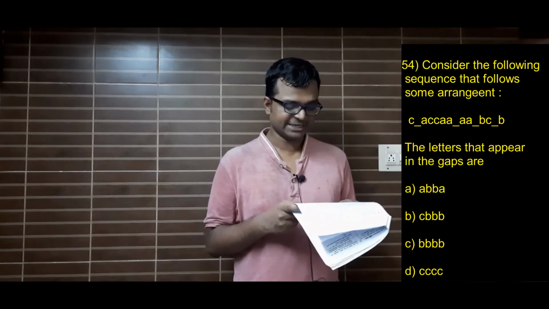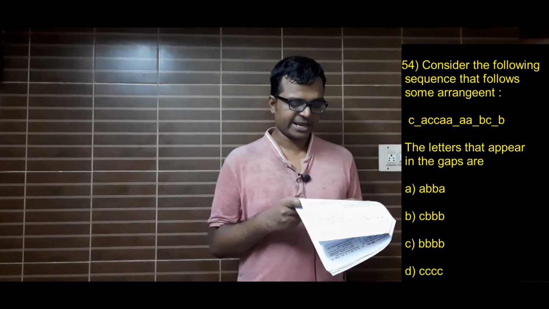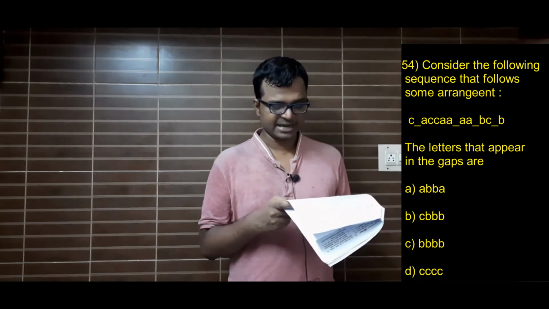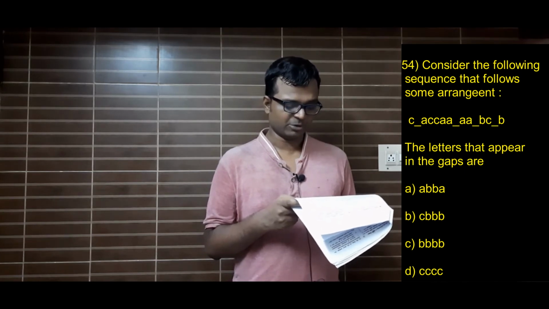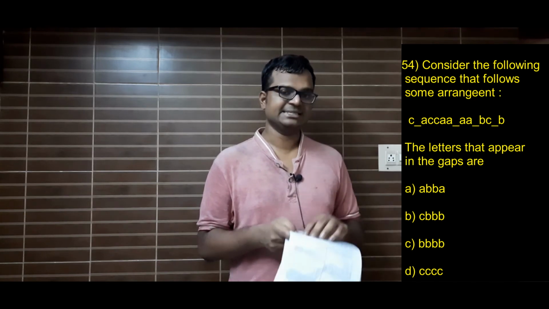In question number 54, we have: consider the following sequence that follows some arrangement. C underscore A, C C A underscore A underscore B C underscore B. The letters that appear in the gaps are: option A, B B A; option B, C B B B; option C, B B B B; option D, C C C C.